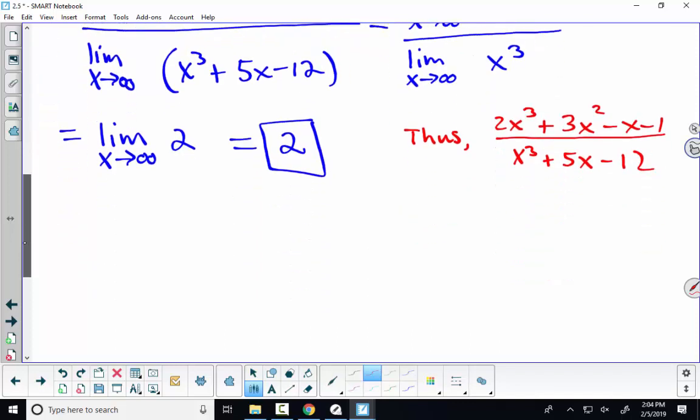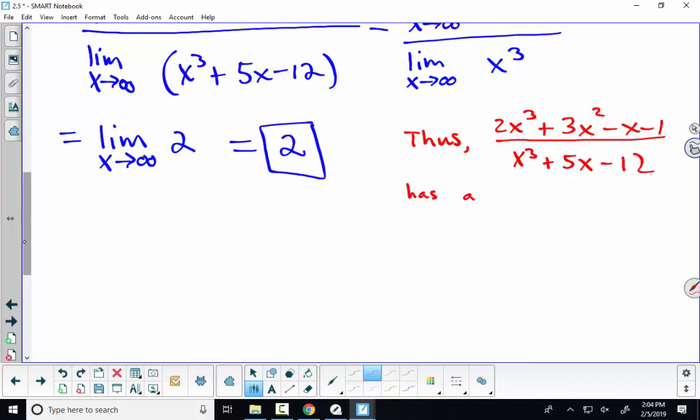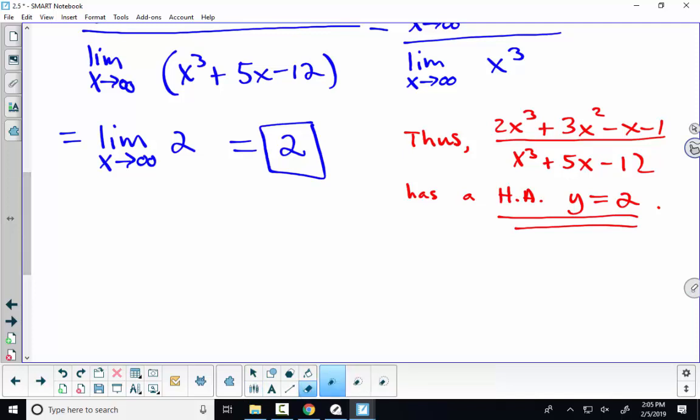So that function has a horizontal asymptote at y equals 2. We're saying that as x gets way, way, way out here, that function levels off to a y value of 2.